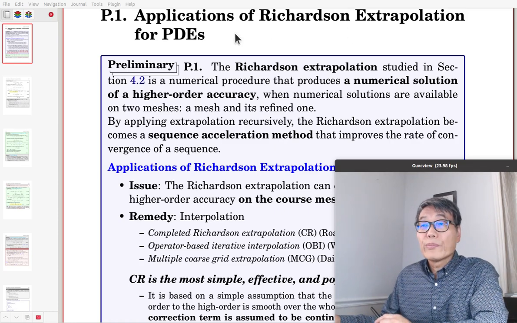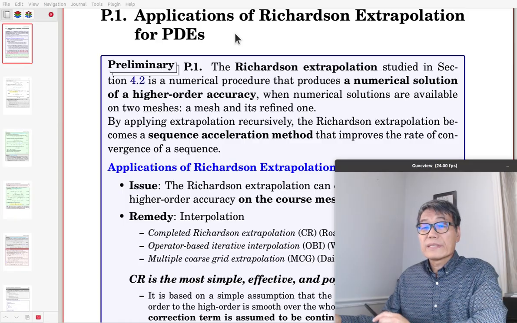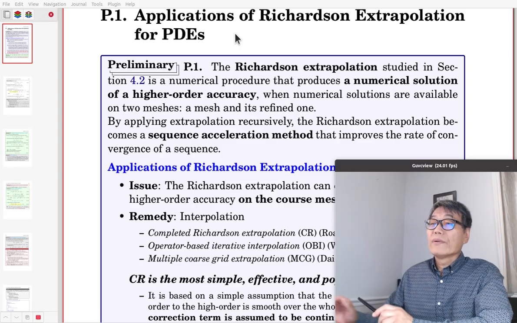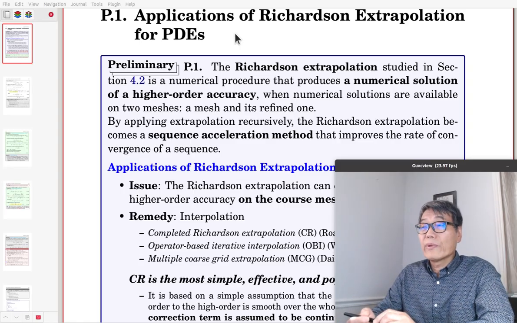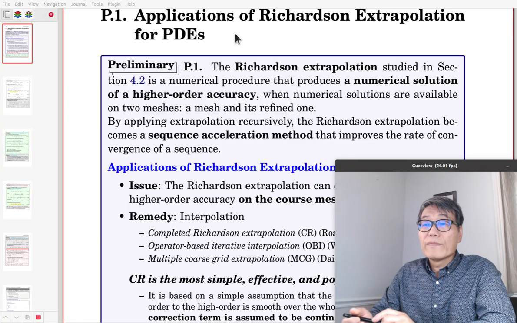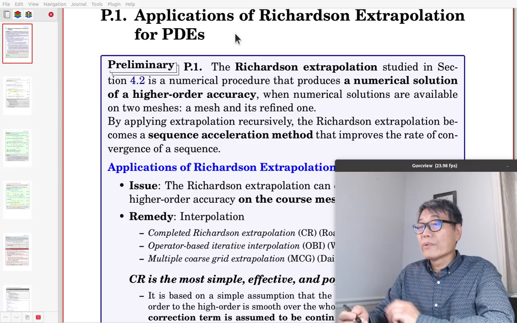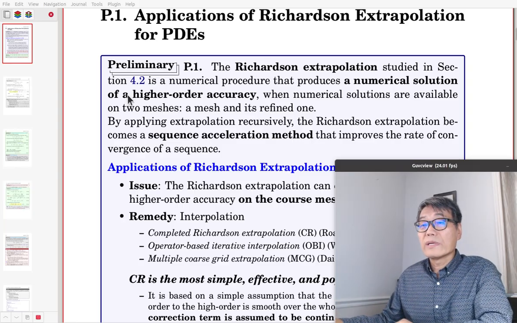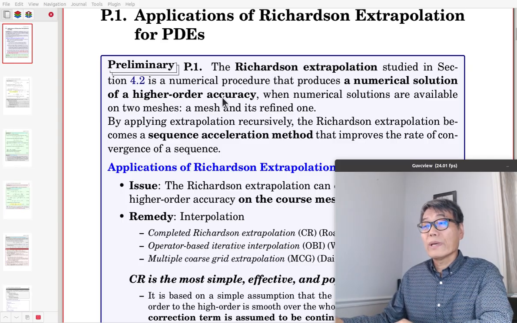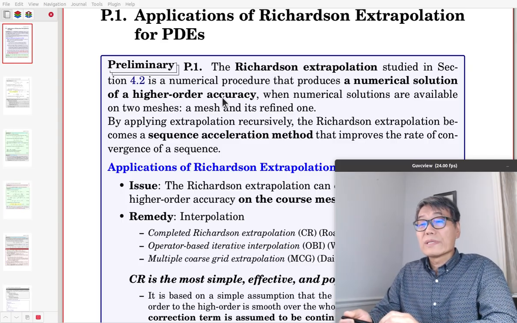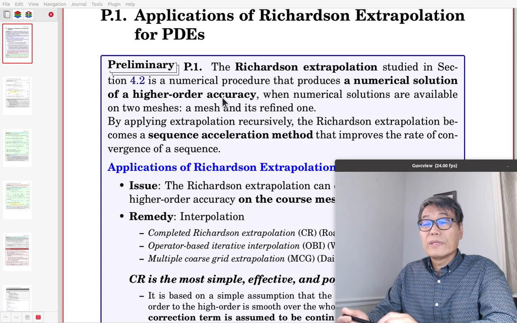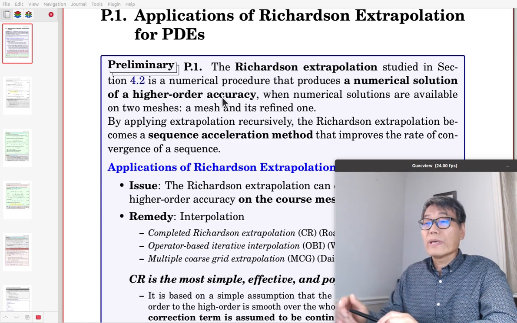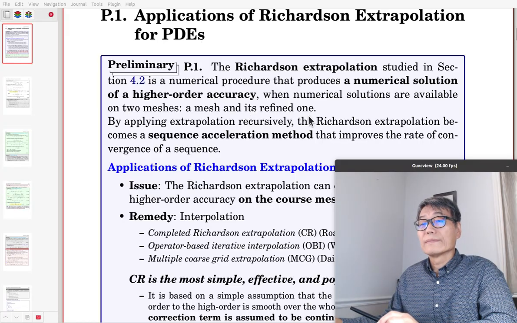It is a project about the Richardson extrapolation applied to partial differential equations, PDEs. You learned the Richardson extrapolation in section 4.2. It is a numerical technique that can produce a numerical solution of higher order when numerical solutions are available on two different meshes, where a mesh n is defined one.